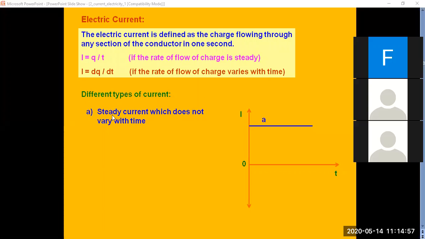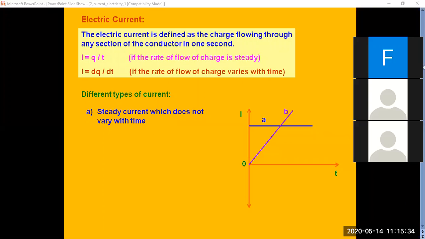What is the meaning of steady? It should not change. It should remain constant. So the first type of current is steady current. It does not vary or change with time. The second graph you can see starts from the origin and increases in a straight line. So this type of current is also called a steady current, and it varies with time. For the first second it is here. Say for 5 seconds it has gone up to this point.